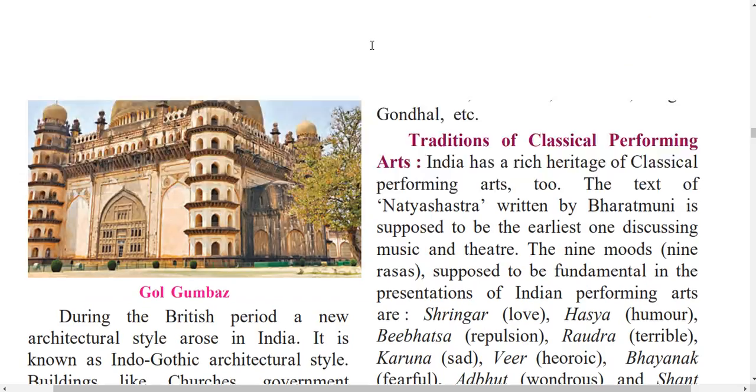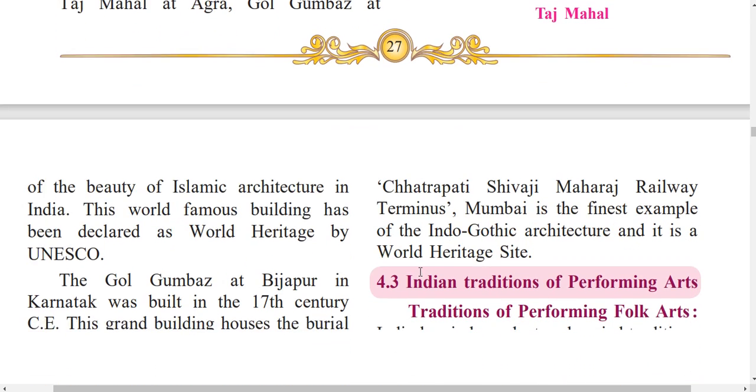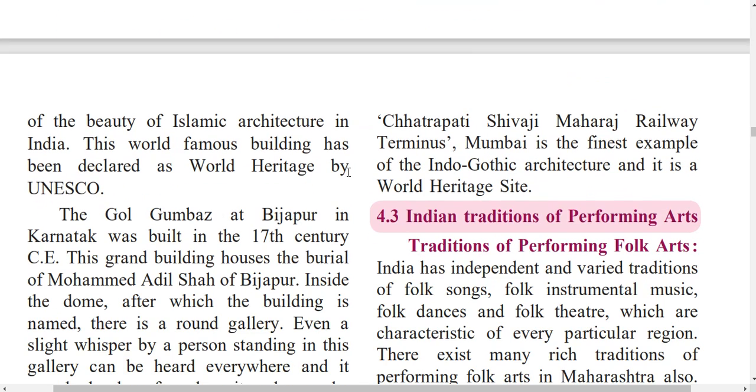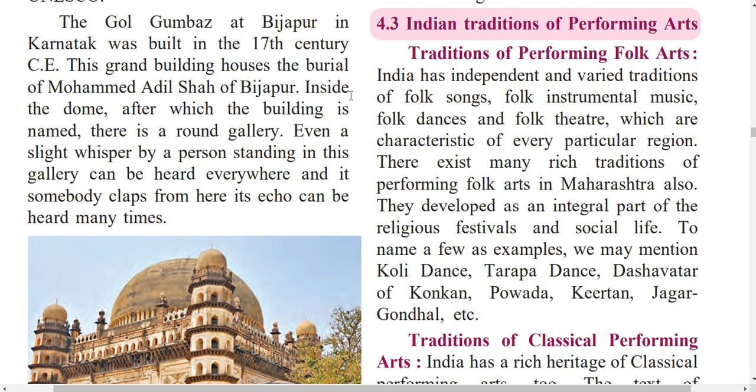The building of Chhatrapati Shivaji Maharaj Railway Terminus, Mumbai is the finest example of Indo-Gothic architecture, and it is a World Heritage Site. It is also known as VT, Victoria Terminus, as it was earlier known.